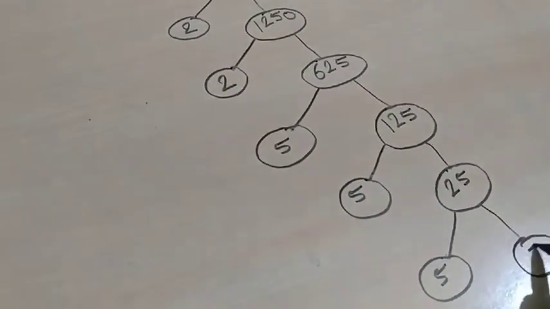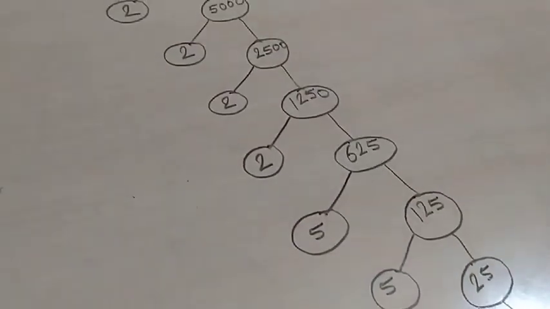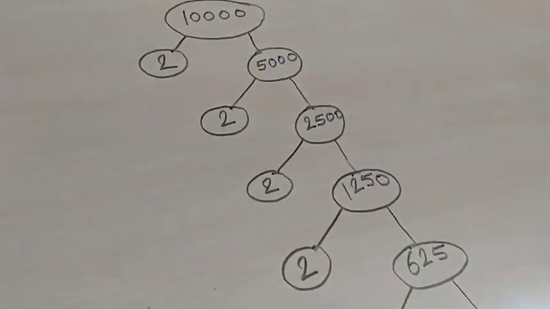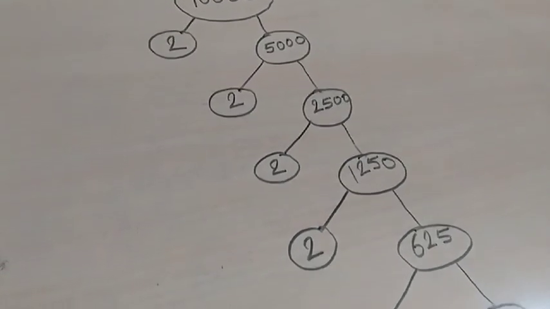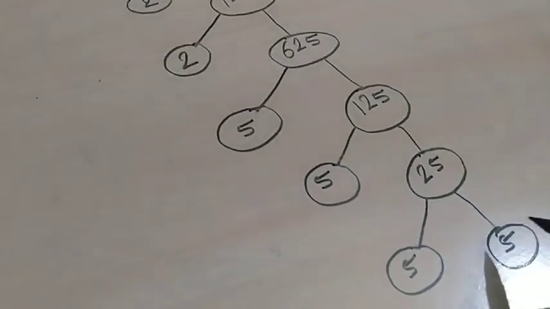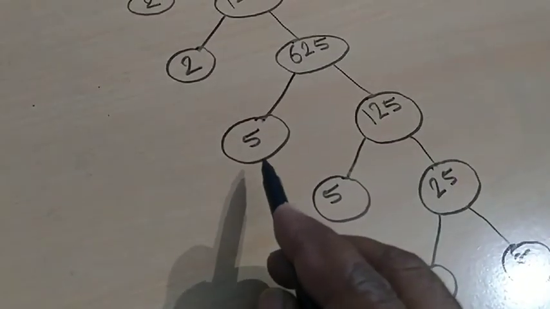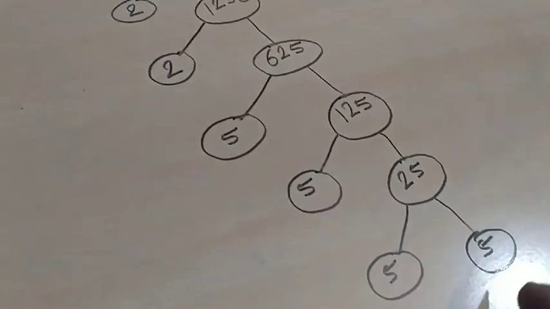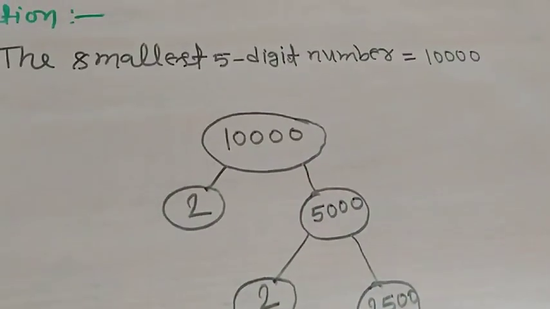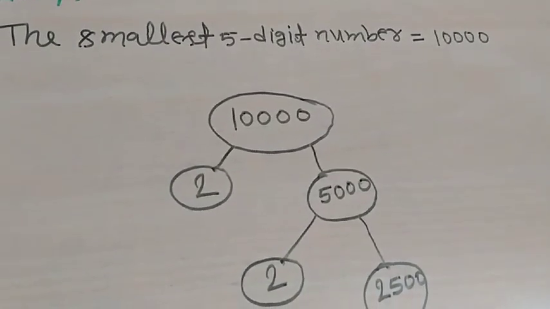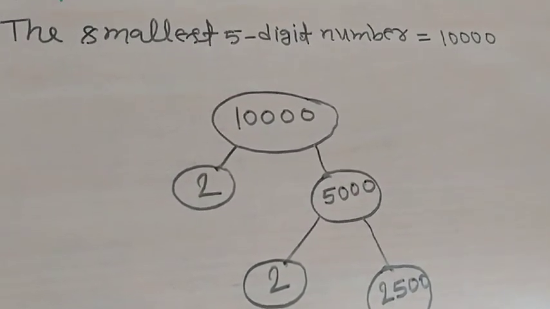So what are the prime factors of 10,000? How many 2s? 1, 2, 3, 4. 4 times 2, and 4 times 5. So the prime factorization is 2 into 2 into 2 into 2 into 5 into 5 into 5 into 5. At last we write the prime factors of 10,000.